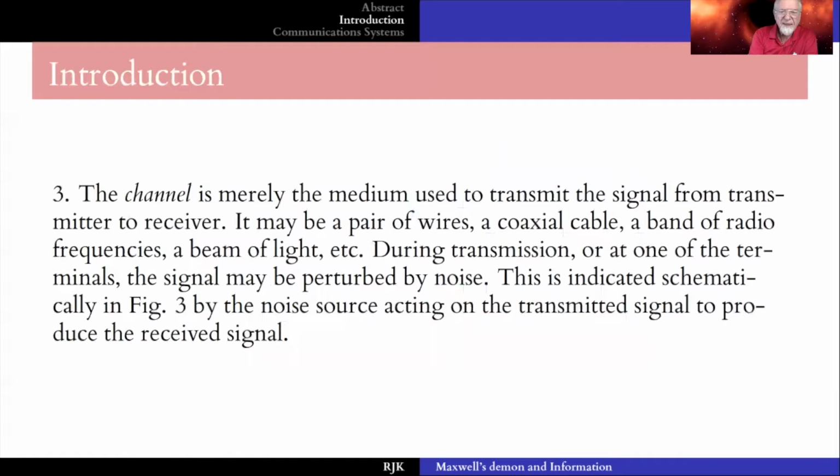The channel is merely the medium used to transmit the signal from the transmitter to the receiver. It could be a pair of wires, a coaxial cable, a band of radio frequencies, a beam of light, etc. During transmission or at one of the terminals, the signal may be perturbed by noise. This is indicated schematically in Figure 3 by the noise source acting on the transmitted signal to produce the received signal.